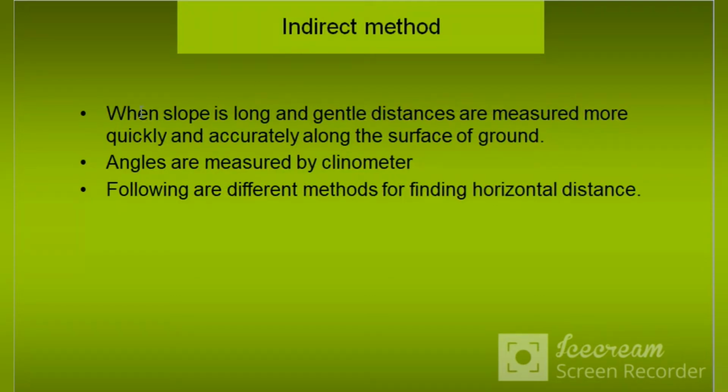Indirect method: when the slope is long and gentle, distances are measured more quickly and accurately along the surface of the ground. Angles are measured by a clinometer, and following are different methods for finding horizontal distance.